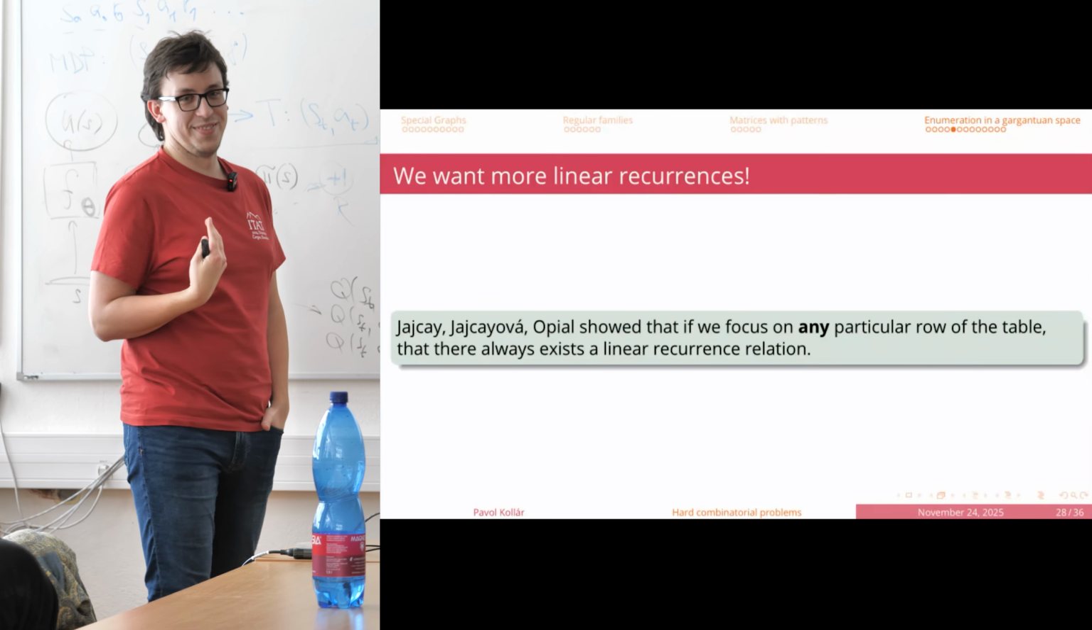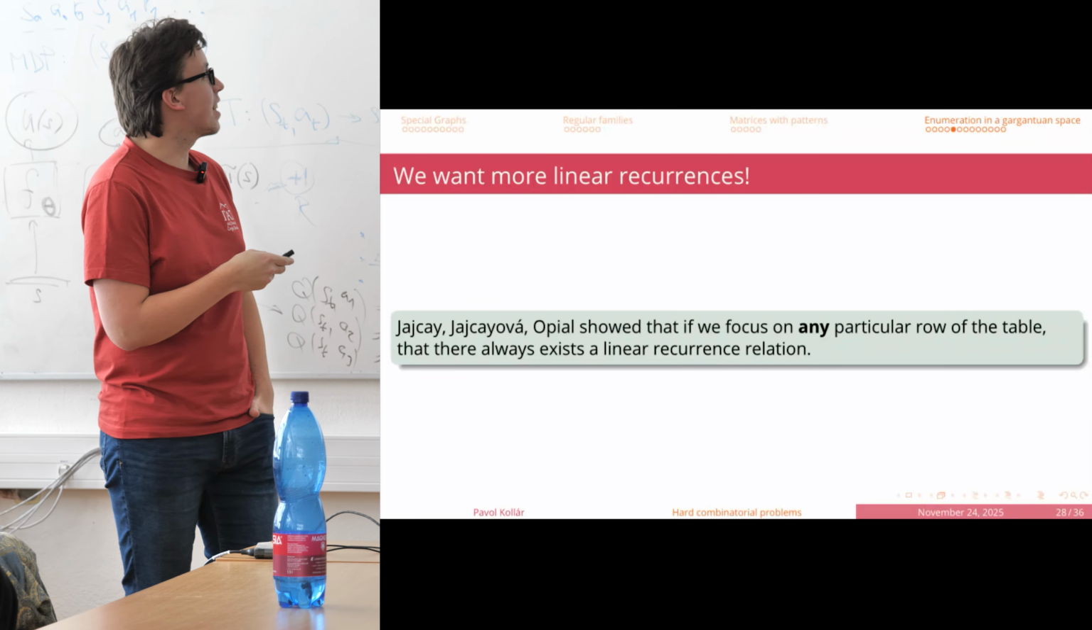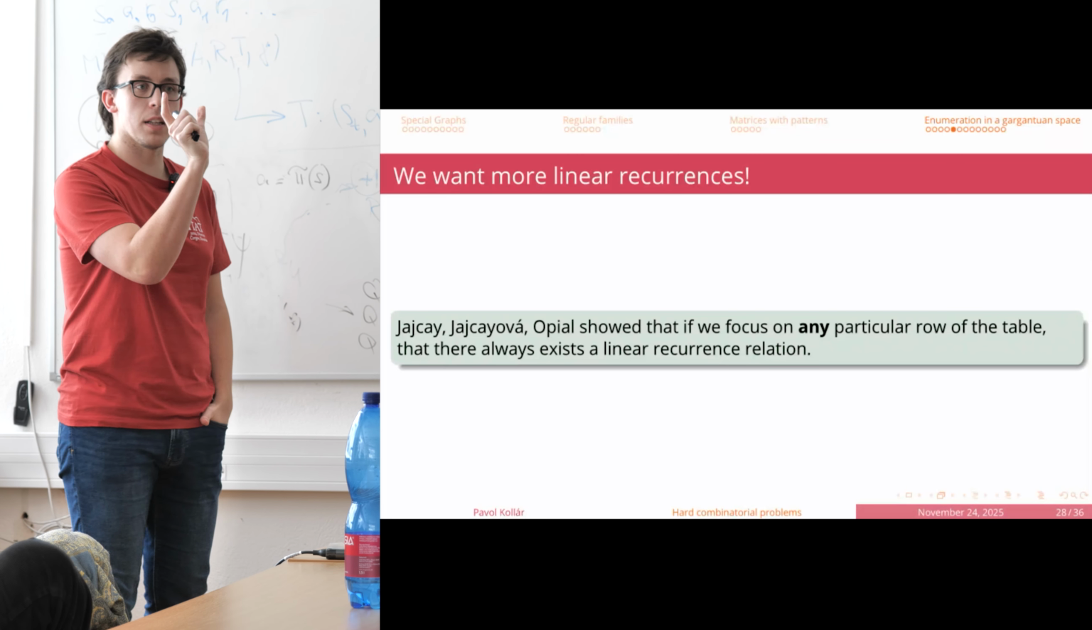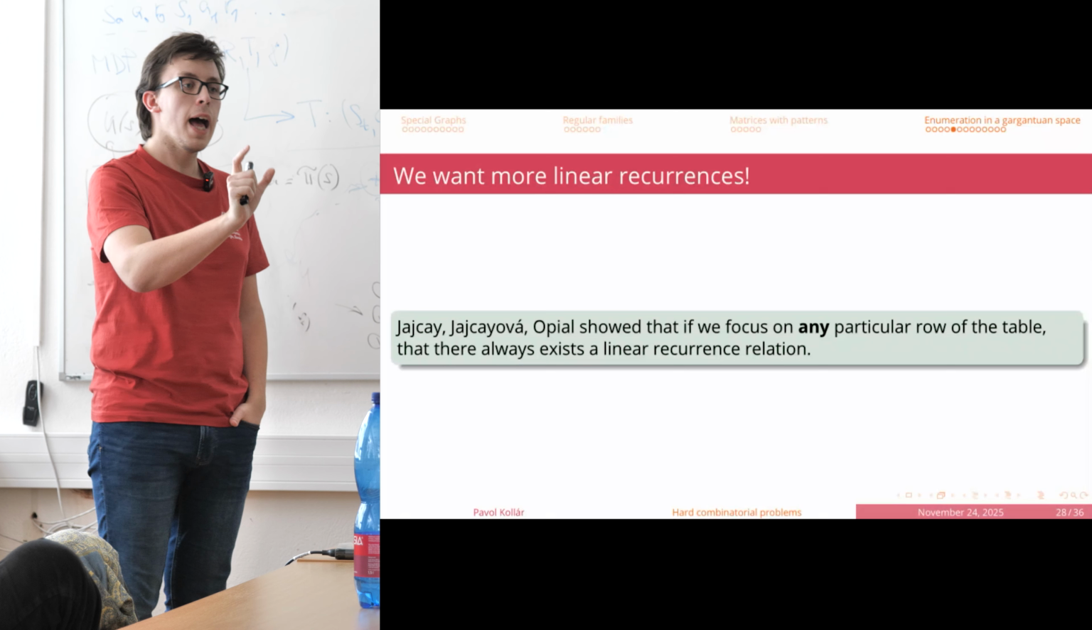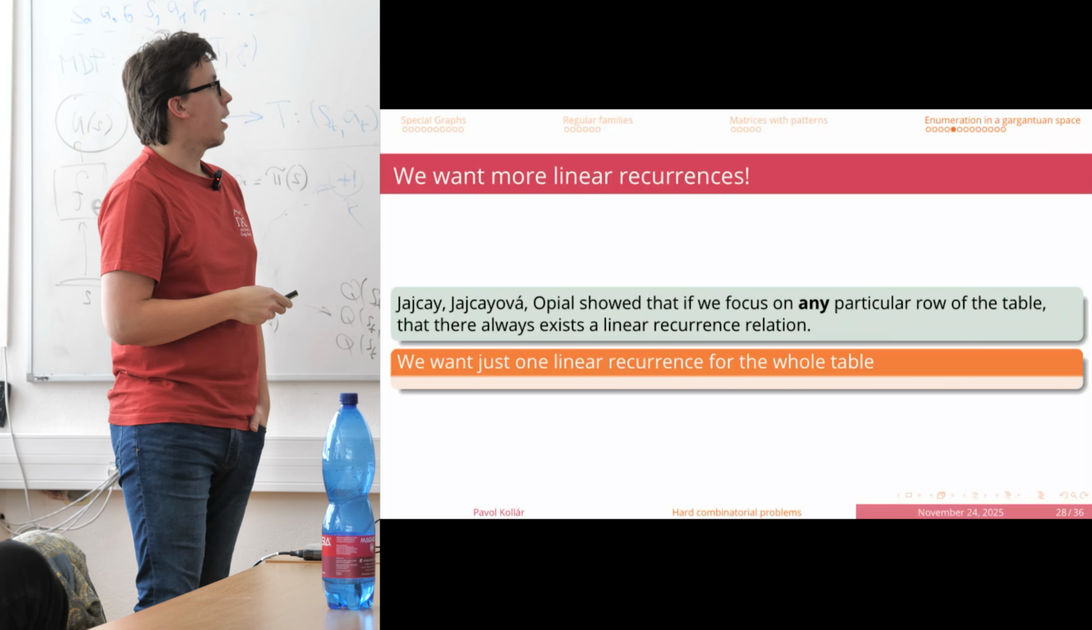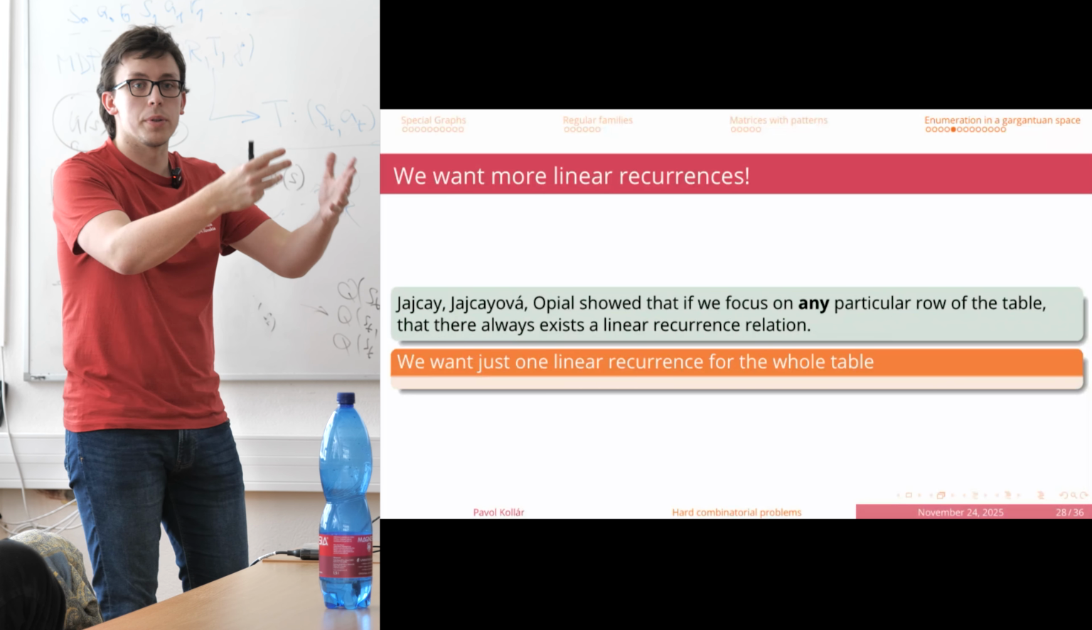But I'm lazy, let's be honest. And so I'm not satisfied with just this, that for any particular row we have a linear recurrence. I want just one recurrence that could be used in the whole table.